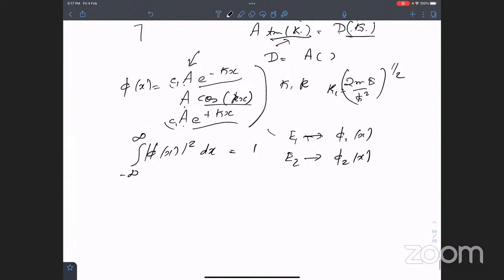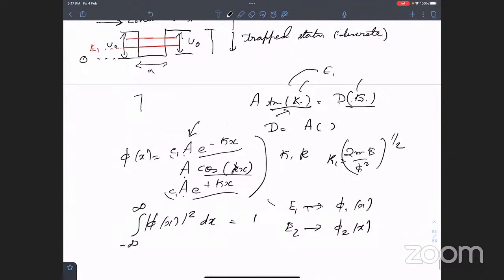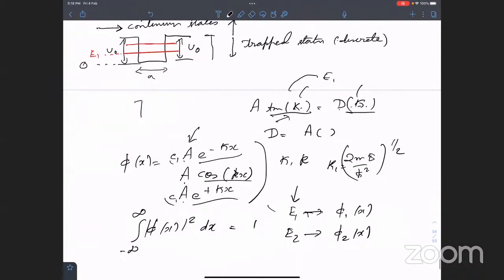Okay, so I hope it's clear to you how we solve. But generally, this wave function itself is less important than getting these E1 and E2 values. Those are more important usually.